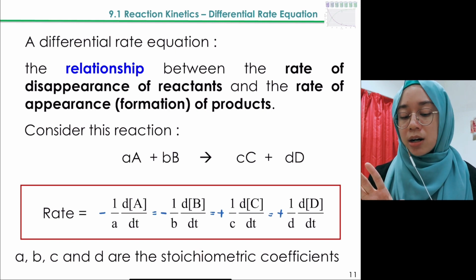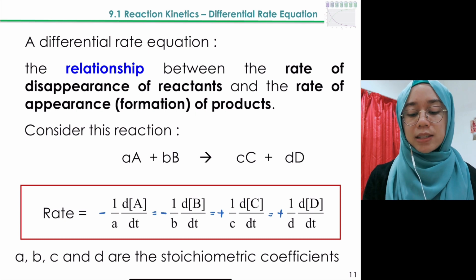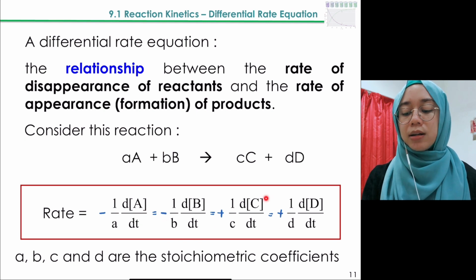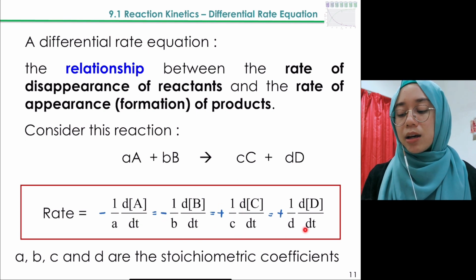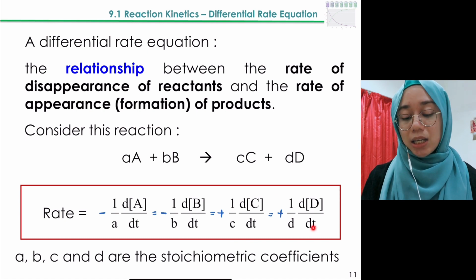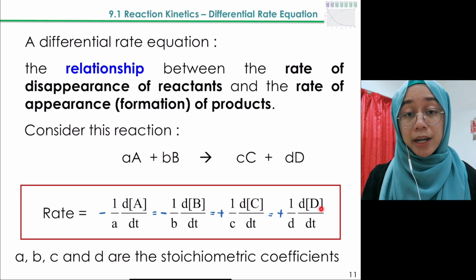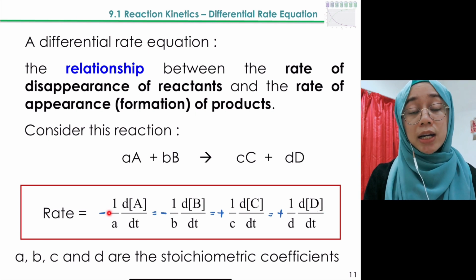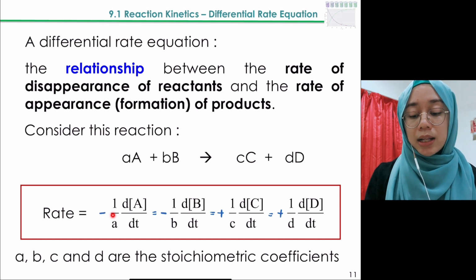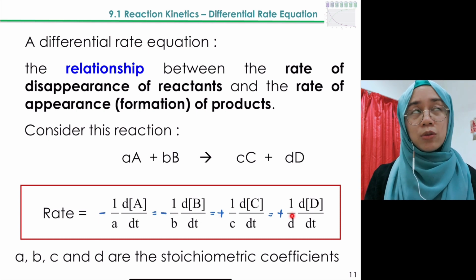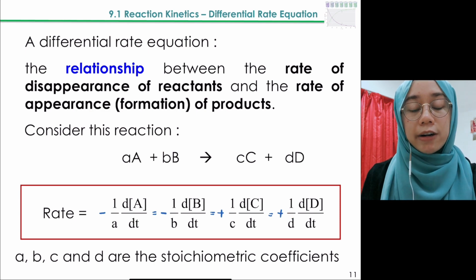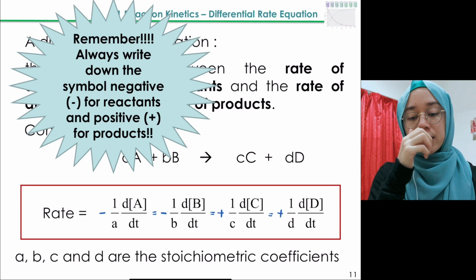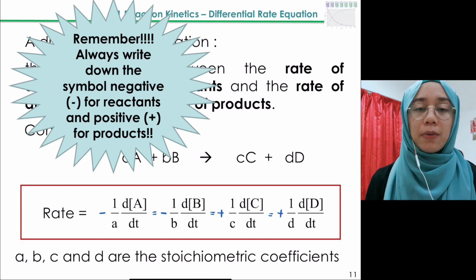Okay, so inilah relationship antara kita punya rate of disappearance untuk A kepada rate of disappearance untuk B kepada rate of appearance of C and also kepada rate of appearance of D. Okay, so kena ada equal sign in between ya. Equal sign ni kena make sure ada equal sign in between setiap satu species yang kita tulis dia punya rate of reaction dia. Lepas tu make sure ada the negative and positive sign, whereby the negative, positive tu untuk menunjukkan sama ada dia product ataupun reactant lah. Okay, so remember always write down the symbol negative for reactants and positive for products.